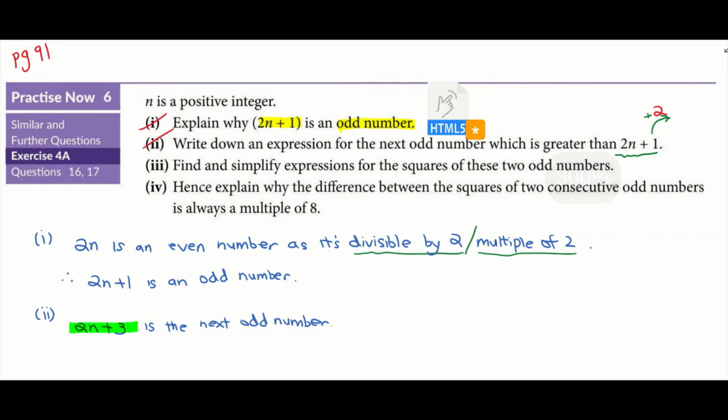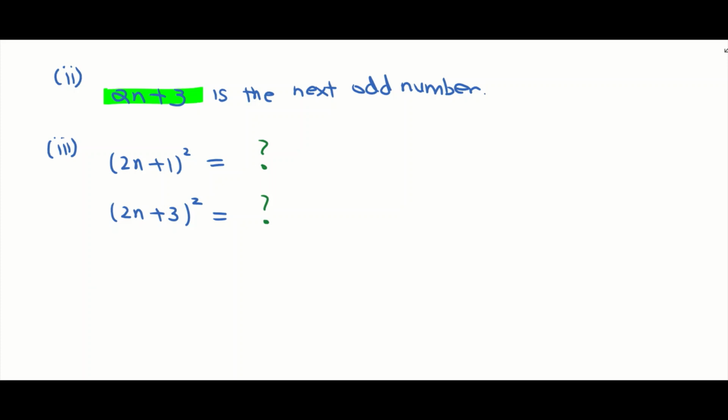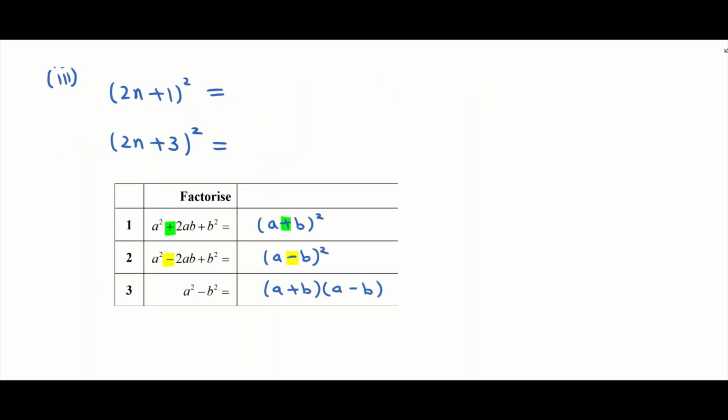Part 3. Find and simplify the expressions for the squares of the two odd numbers. What it means is to individually find the squares of each of the numbers and simplify the expressions. And since we have just learned identities, we can make use of one of them, which is number 1. Of course, take note that we are using the expansion identity, which is from the right to the left. The answer would be this. And now I have my expressions for the squares of two numbers, which are odd.